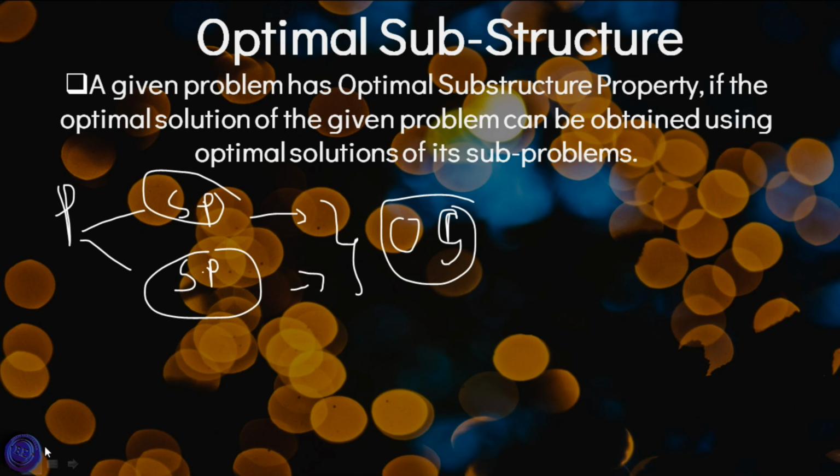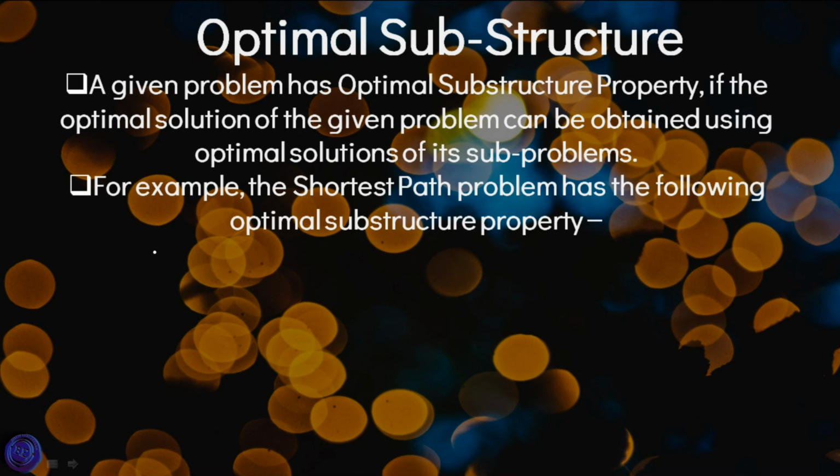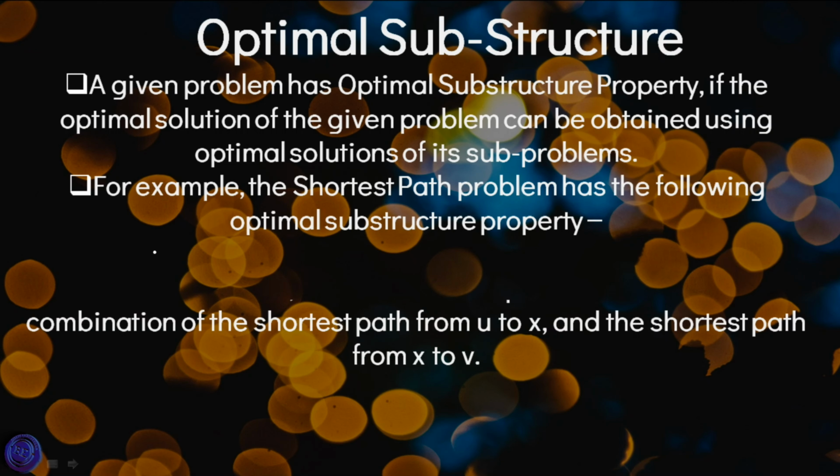I think you understood it. Now let us discuss an example. So here we have a shortest path problem. It has some optimal substructure property.